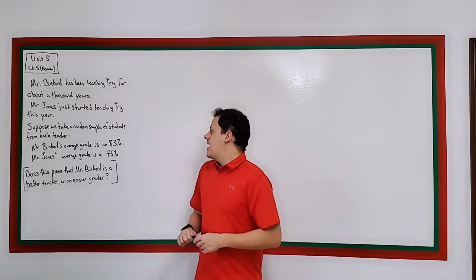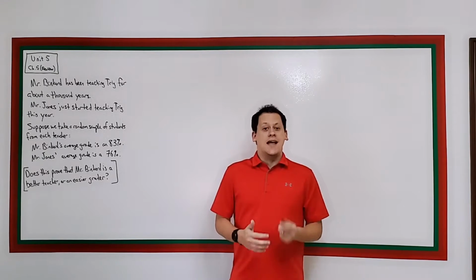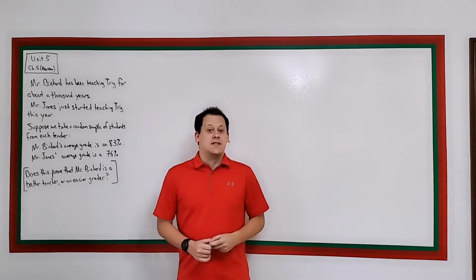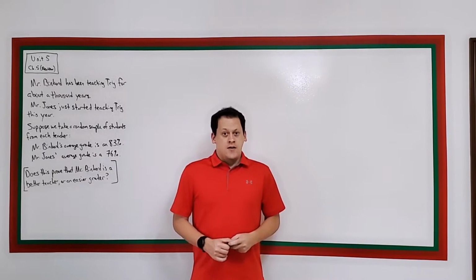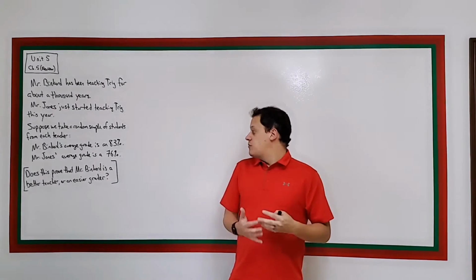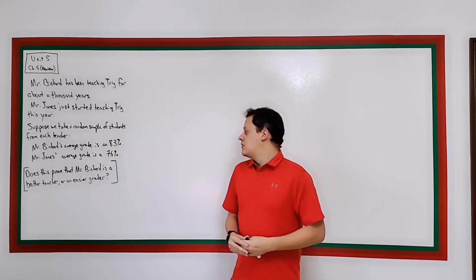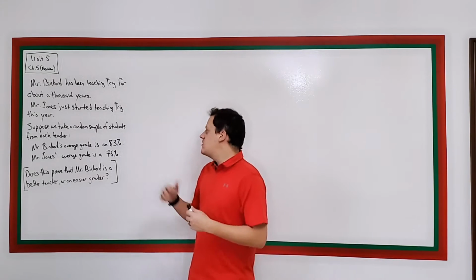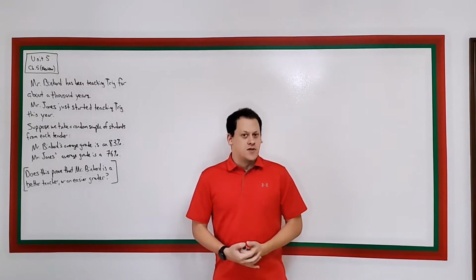We find that the average grade from Mr. Binkard's class is an 83%, and the average grade for Mr. Jones's class is a 76%. So based on those results, does this prove that Mr. Binkard is a better teacher? Or maybe he's just an easier grader? Can we use these results to make those claims?